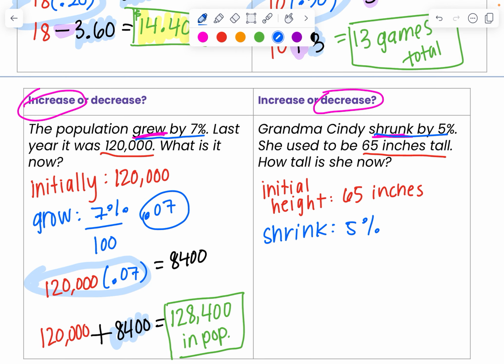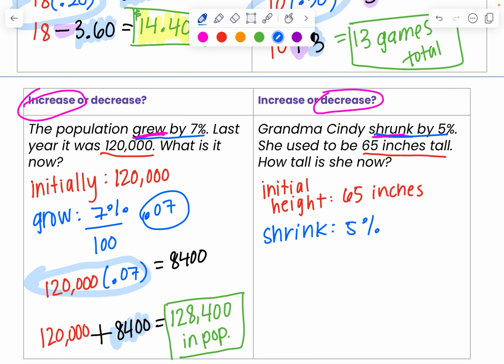Something that I want to encourage you to do with this lesson is to write out what your answer means in words. So like, for example, the last one I wrote 128,400 in population, like that's what my population is now. The answer we just got for Grandma is 61.75. That is her height right now. So I'm reminding myself of the context.